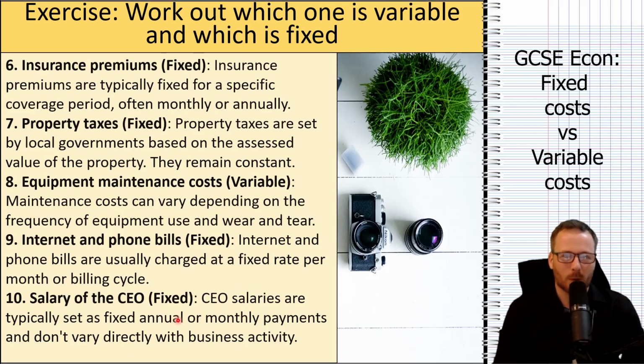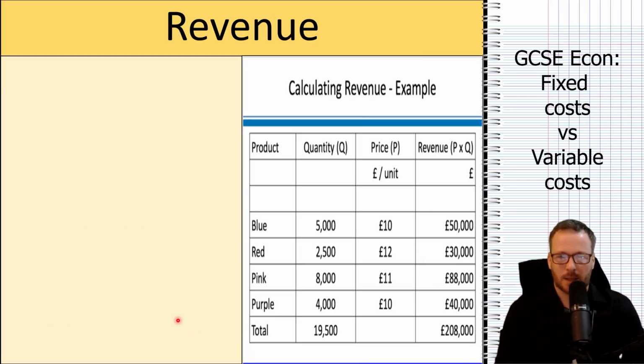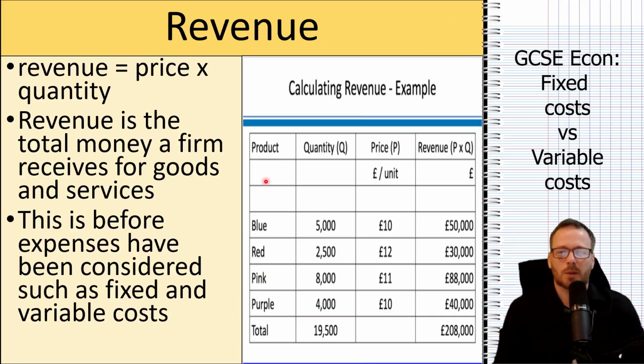All right, I hope we're getting more comfortable with fixed and variable costs. Let's move forward. Here's a little table on the right. We're just going to have a quick look at revenue and the concept of it. Revenue is price times quantity. We can see here that this business has 4 different products. For example, they've made 5,000 blue items and they sell them for £10 each. Their revenue for that item is 50,000.